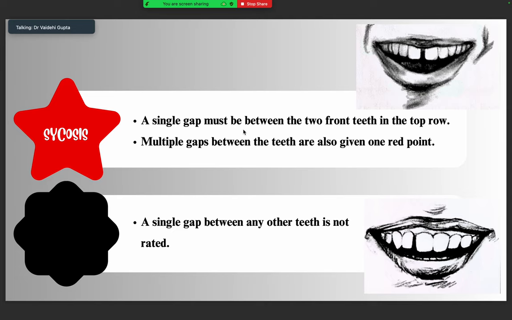So when the gap is between the front two teeth, it is considered. Or along with that gap, when there is also some other gap, we will also consider that one. But when a single gap is present between any other teeth, it is not counted. Like in the sketch below, we can see that the gap is not between the two front teeth. It is slightly lateral, so it will not be considered as a gap. It will not be considered as Psychosis.